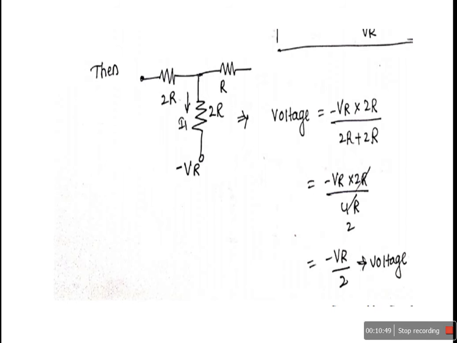I3 is nothing but the voltage across 2R divided by R. So here, apply the voltage division rule. I1 is nothing but the voltage across this resistor, which is the known voltage, minus VR, multiplied by 2R by 2R plus 2R. So minus VR into 2R by 4R, since 2R plus 2R is 4R. So minus VR by 2. So the voltage across this resistor 2R.